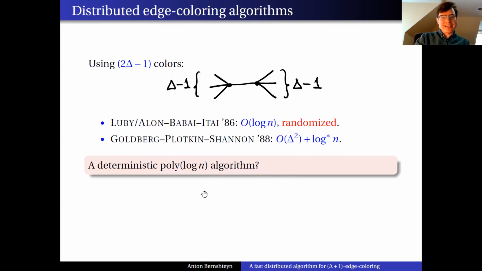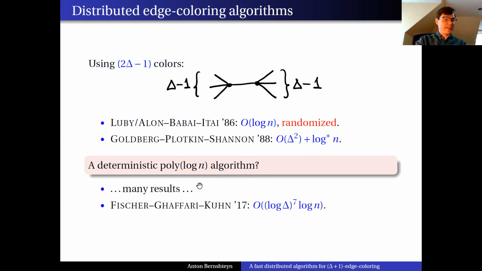So an early question in the area that has been around for a while is whether or not one can find a deterministic algorithm for this problem that operates in a number of rounds that's polynomial in log n, independent of the value of the maximum degree, even if it can be large compared to n. This turns out to be a difficult problem. There have been very many results related to this question, but the final outcome is that the answer is yes. And this is a recent result of Fischer, Ghaffari, and Kuhn, who give an algorithm that works in this many rounds.